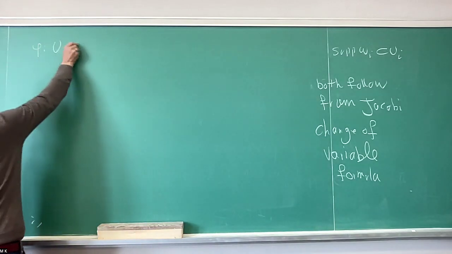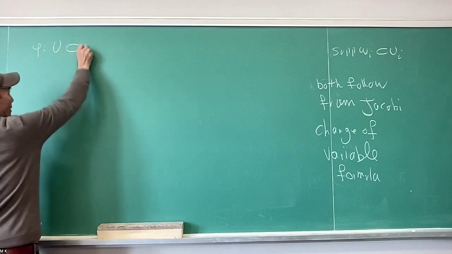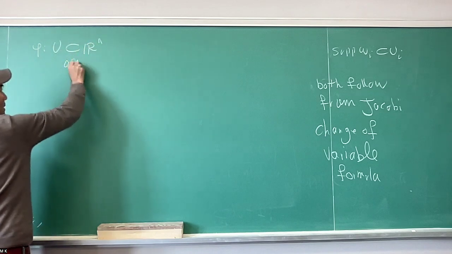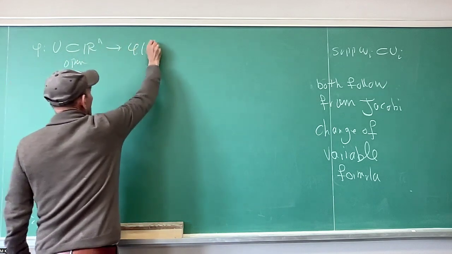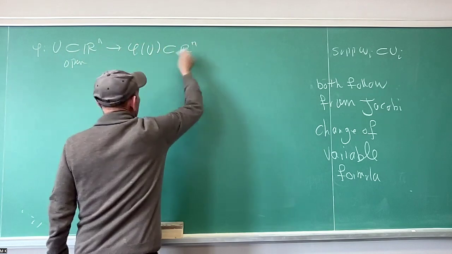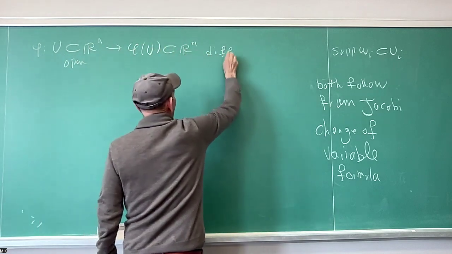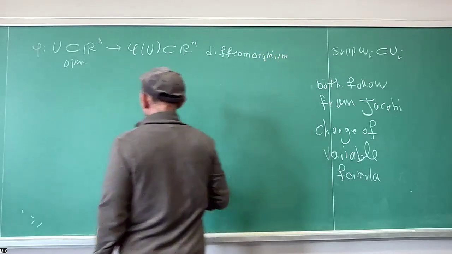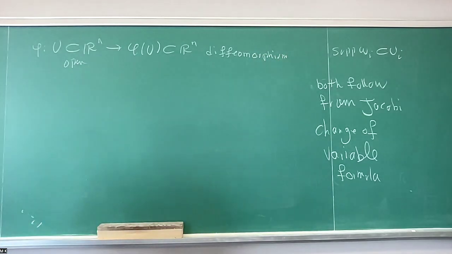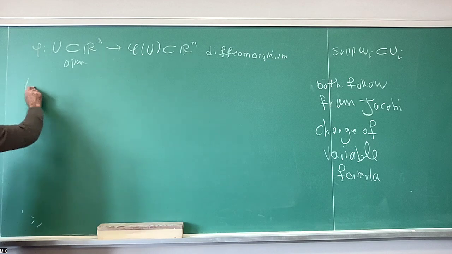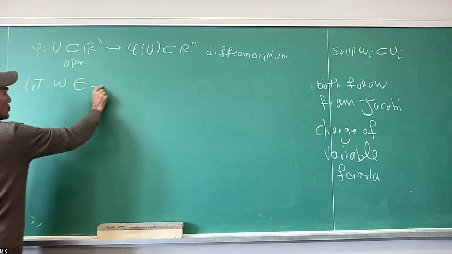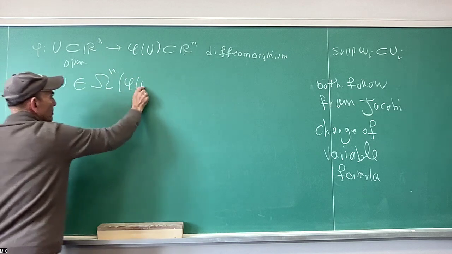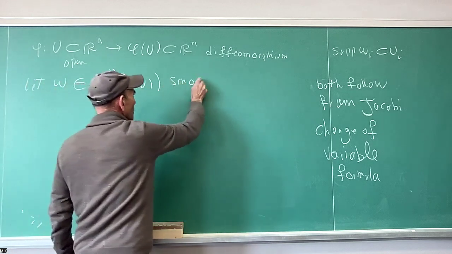Let phi from U subset of, in fact, I can just write it over R^n open, to phi of U instead of R^n, be a diffeomorphism. Diffeomorphism means that it's smooth and smoothly invertible. So this is a derivative is invertible everywhere, right? Okay, so then let omega belong to Omega^n of phi of U, a smooth n-form on the domain.